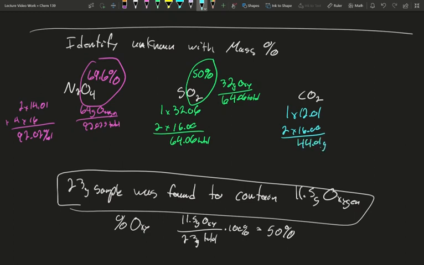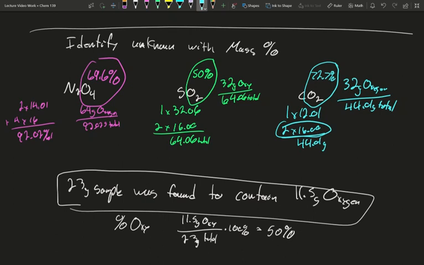44.01 grams for a mole of carbon dioxide. Well, 1 mole of carbon dioxide, I'll have 2 moles of oxygen, so 2 times 16, again, I'll have 32 grams of oxygen out of that 44.01 grams total. 32 divided by 44 is going to be 72.7%. Of our possibilities, SO2 is spot on. So most likely, presuming it is indeed one of these 3 unknowns, it is sulfur dioxide.